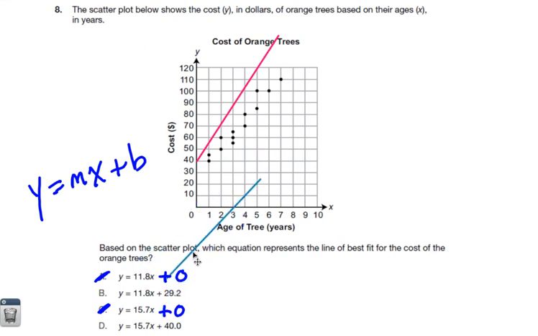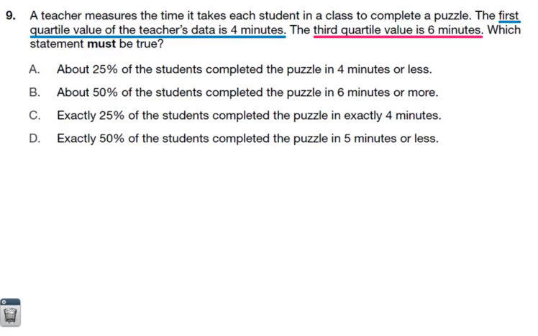And this line would essentially be a representation of choice B, which would cross the y-axis at about 29.2, basically 30, and it would go up about 11.8 over 1. So again, isn't it pretty obvious when you actually do it this way that the answer should be B? It has the correct M, and it has the correct B value by far.